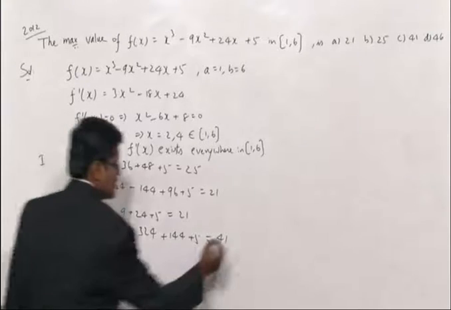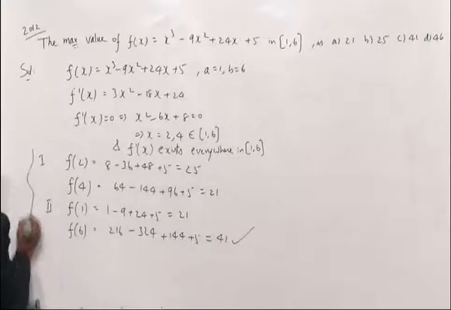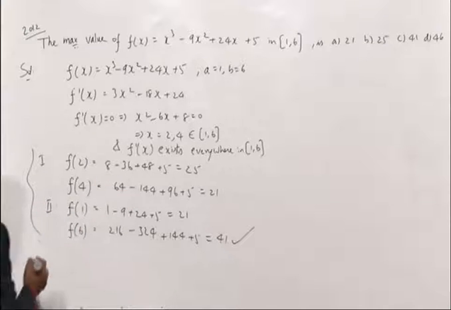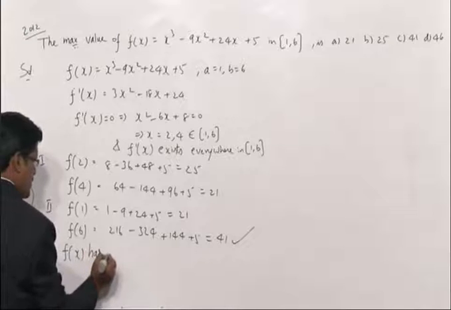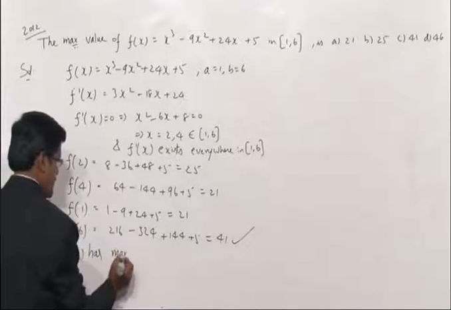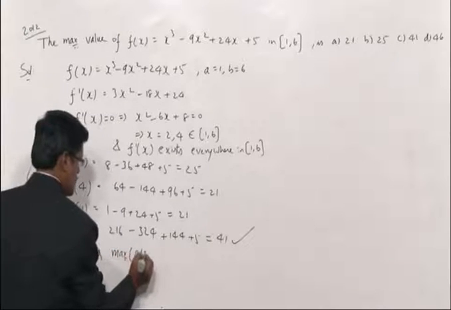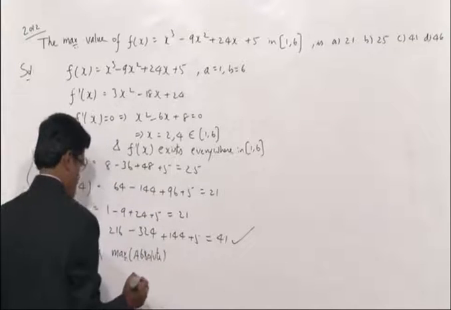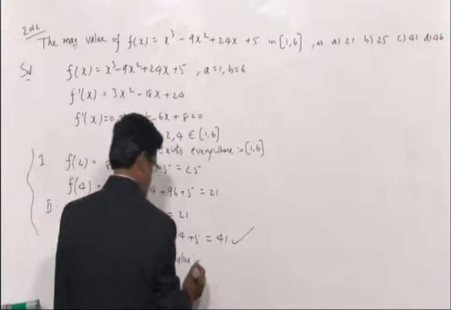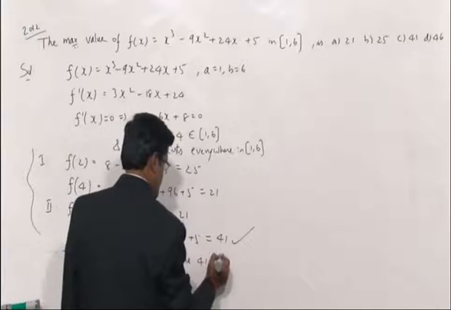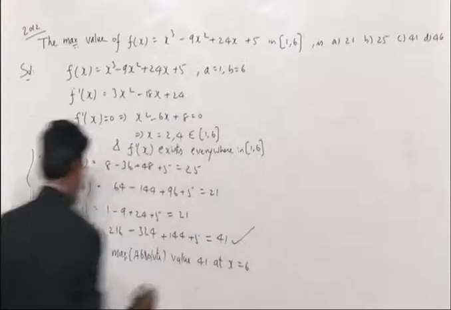So of all these 2 steps, which is maximum? 41. Therefore f of x has maximum, that is in bracket absolute value, 41 at x is equal to 6.